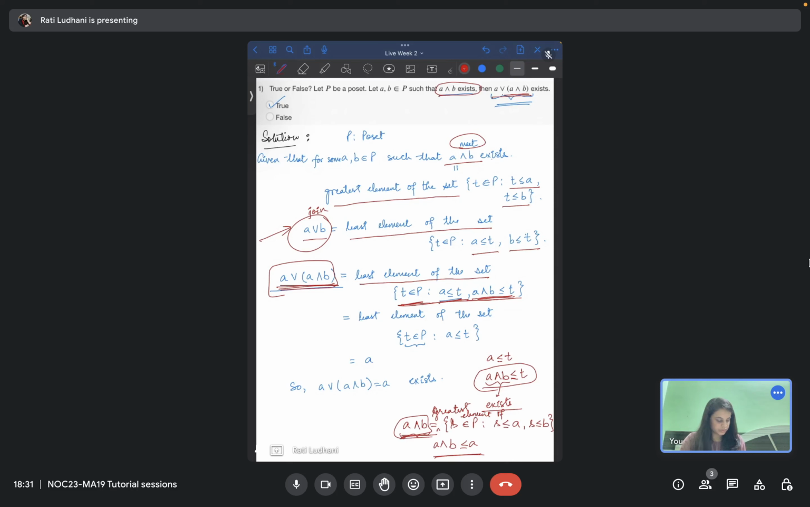Tell me. Once again, what I am saying is: a meet b is the greatest element of the set of all those elements s of P such that s is less than or equal to a and s is less than or equal to b.